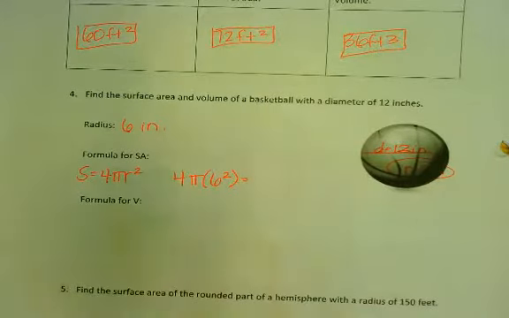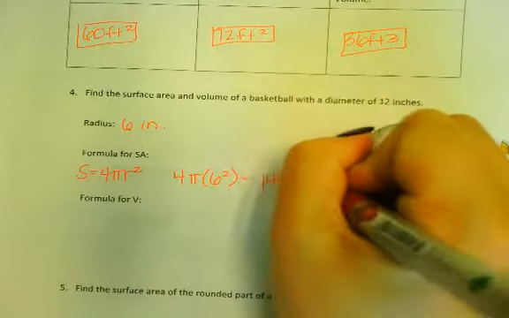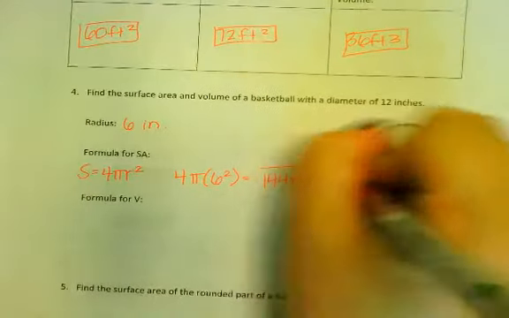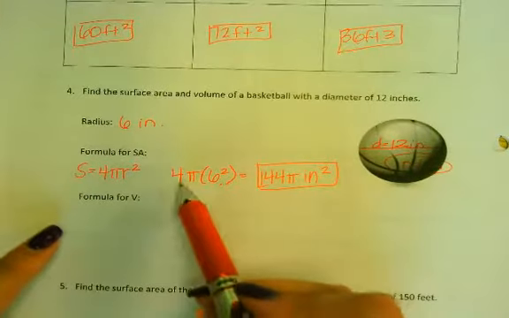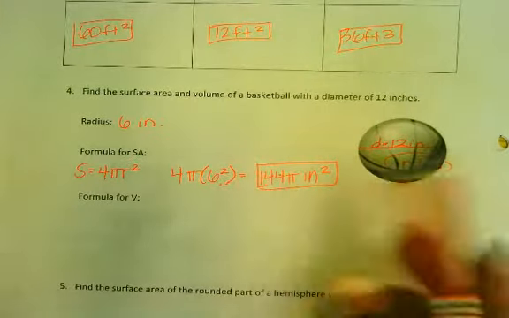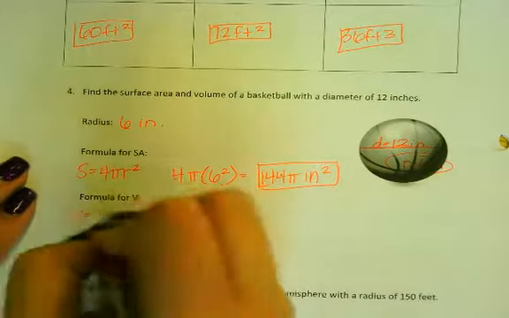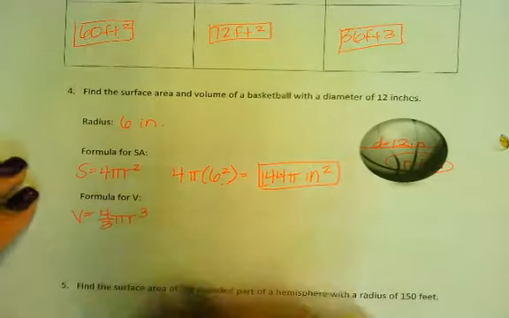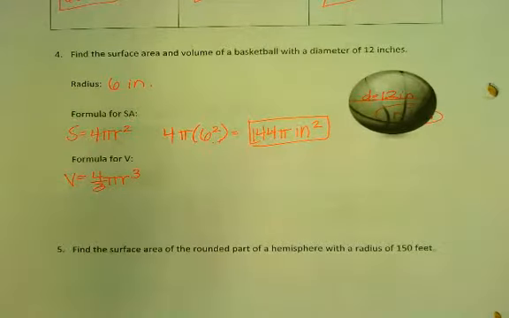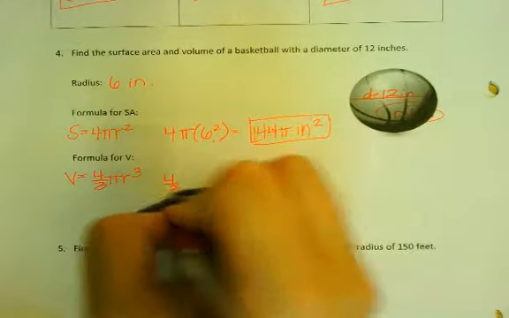144 pi inches squared. So 6 times 6 is 36, times 4 is 144. Okay, volume. What's our formula? Very good. 4/3 pi r cubed. So I have 4/3 pi times 6 cubed. What is 6 cubed?